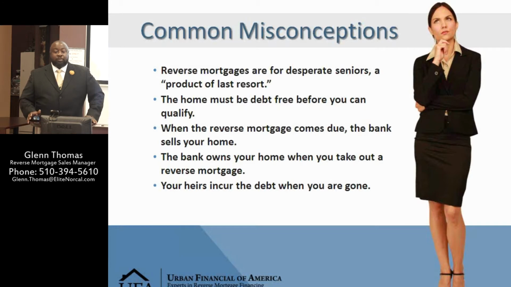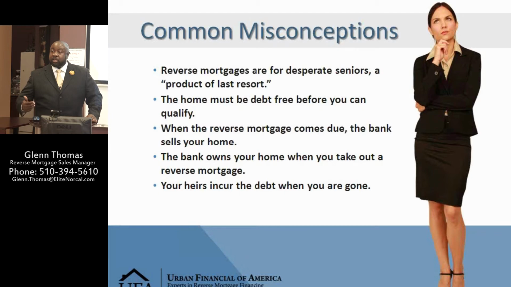Okay, the home must be debt-free. That's not true. This is perfect for people who have mortgages, because you get rid of that monthly mortgage payment. Go back to the example I'm working on now. She has a mortgage of $300,000, and her mortgage payment is $1,500 a month. She's doing a reverse mortgage to get rid of that $1,500 a month, because she wants to start saving again, since she depleted her savings.